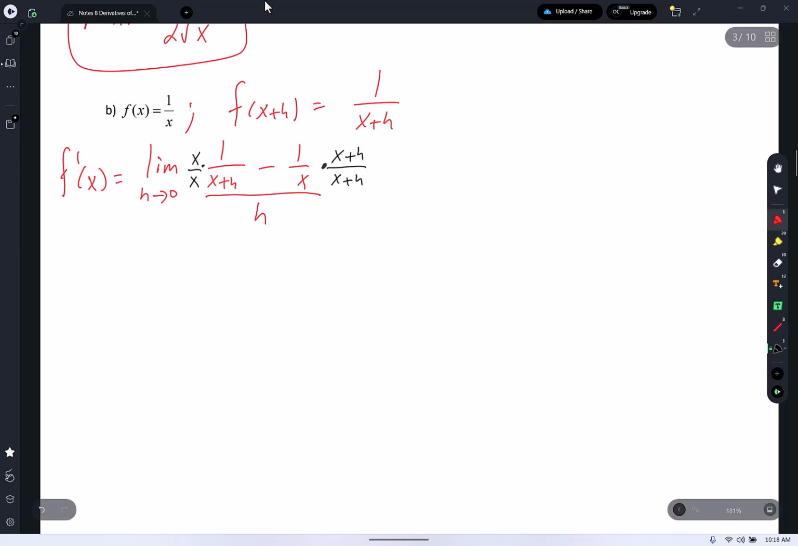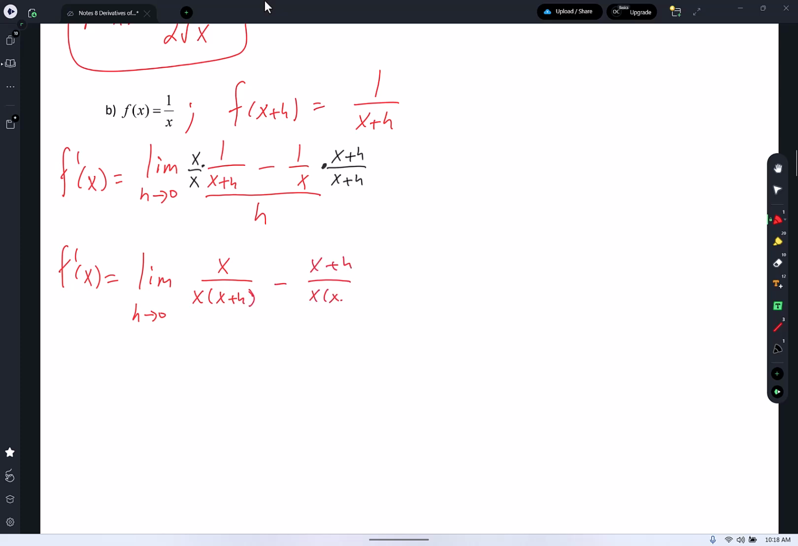So there it is. I'm going to have f prime of x equals limit as h approaches 0. Let's see, x times 1 is x. And then I'm not going to distribute this. I'm going to leave it like this. Minus x plus h over x times x plus h. And I still have an h in the bottom. Have I lost anyone? This is why your algebra is important, guys.